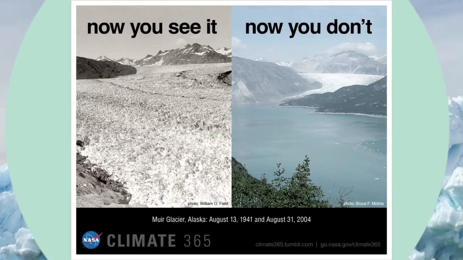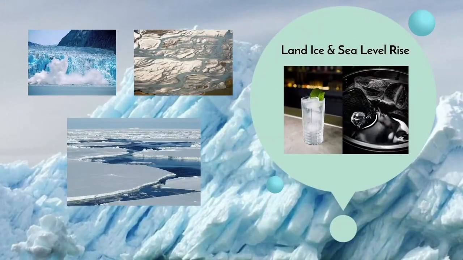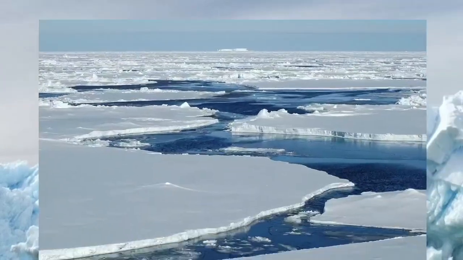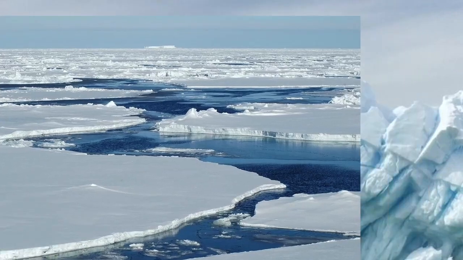So how does the loss of land ice impact sea level? When a glacier or ice sheet melts, the fresh water in them is released and eventually travels to the ocean. Therefore, ice melting on land contributes to sea level rise by adding water to the ocean. Sea ice, on the other hand, is floating frozen seawater and does not impact sea level rise when it melts.